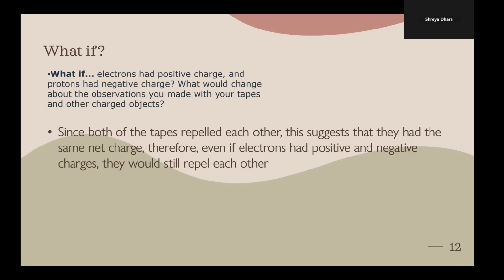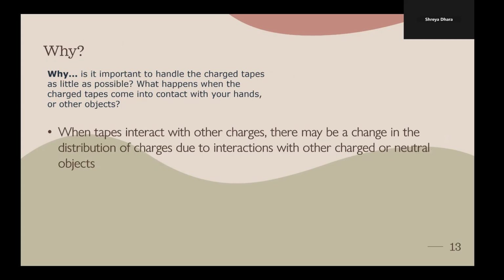What if the electrons had positive and the protons had negative charge? Since both of the tapes repelled each other, even if the electrons and protons switched charges, they would still continue to repel each other because they would still have the same charge values. The two tapes would still repel each other.